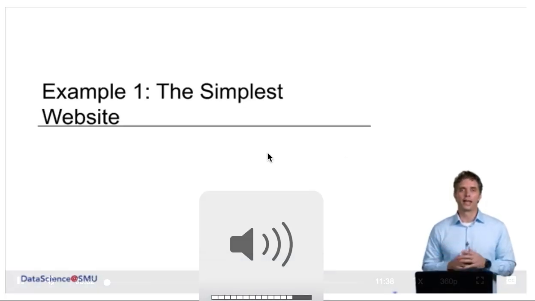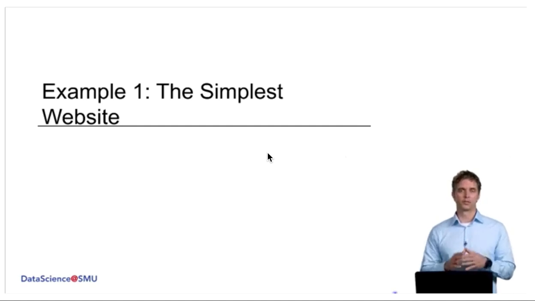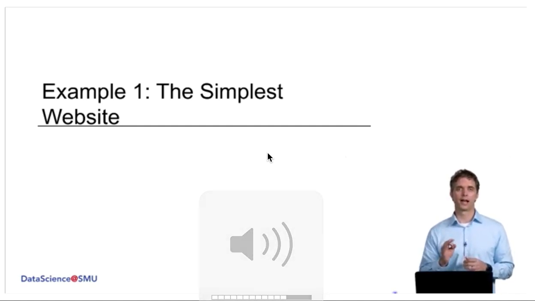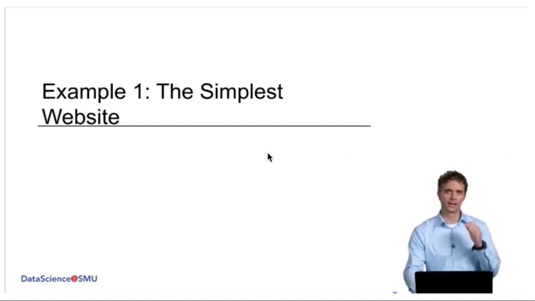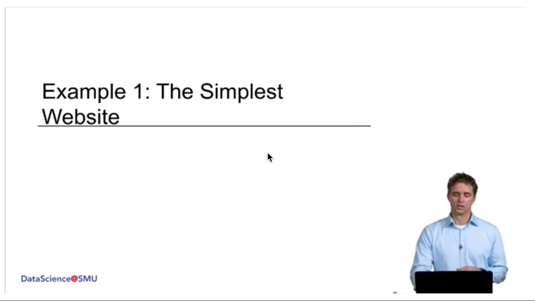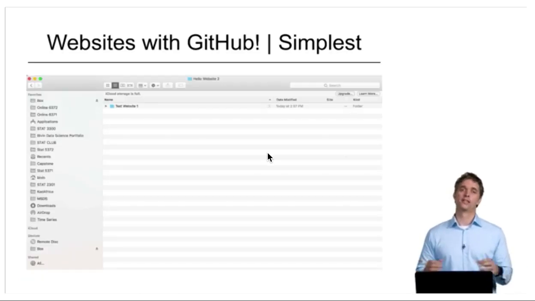Now that you know how to make a website using GitHub pages with your username.github.io, let's now make what might be the simplest possible website. We'll just start easy and start unsophisticated and add complexity on top of that. So what we're going to start with is an empty folder.